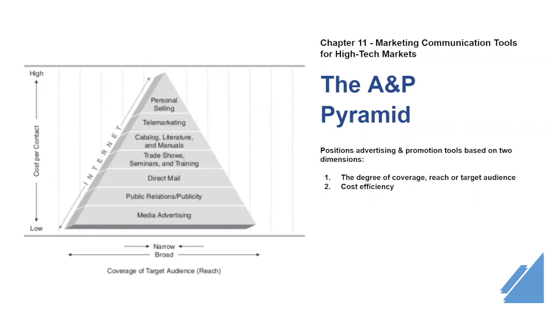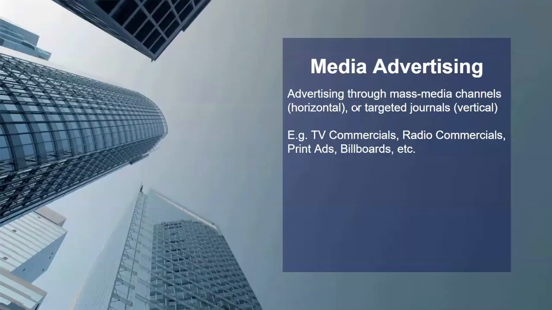I will go over the first four tools from the bottom and I will turn you over to Jay for the rest of the tools. So let's go to the first tool. Media advertising is using mass media channels for advertising and promotion. Examples of these channels are television commercials, radio commercials, print ads, and the like. Media advertising is divided into two types, namely horizontal advertising, wherein you target a wide variety of customer profiles, and vertical, wherein you target a narrower variety of customer profiles.